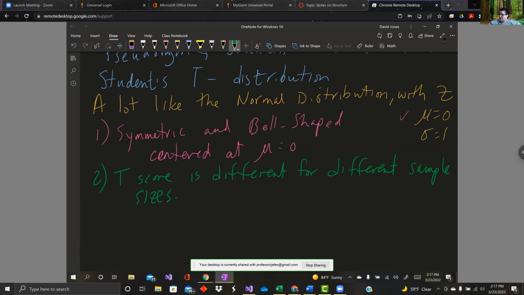And then number 3, this is similar to the Z-score, or the normal distribution, since it is symmetrical about the mean. The area to the left of the center is the same as the area to the right of the center, which is 0.5.